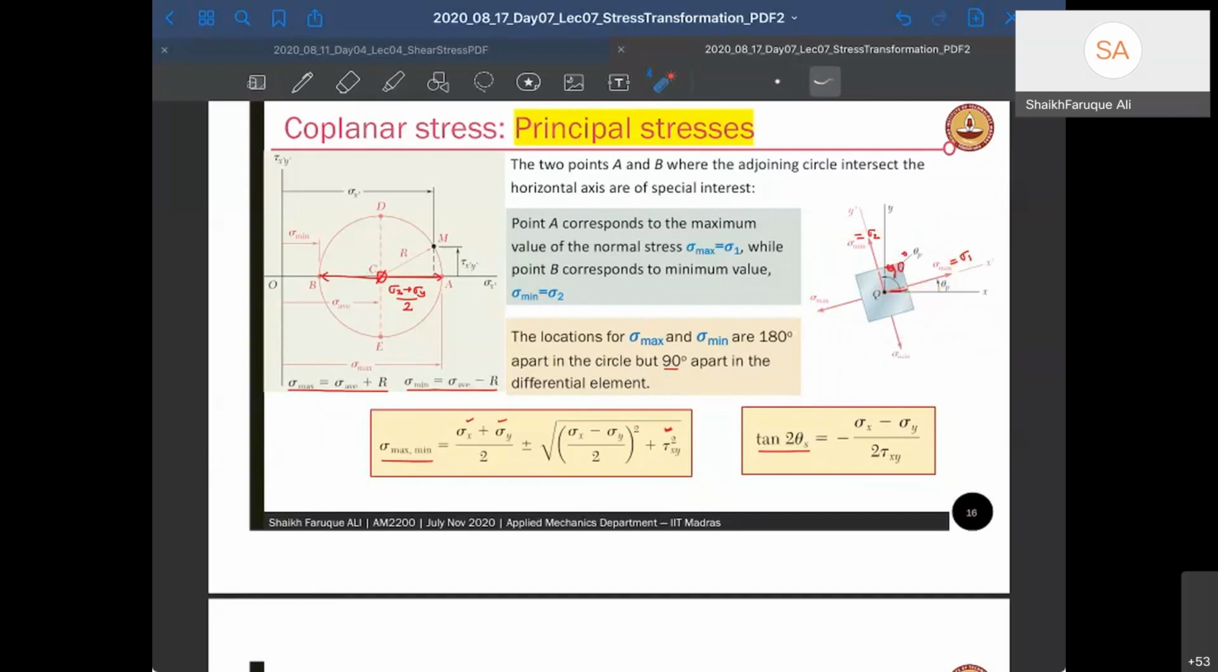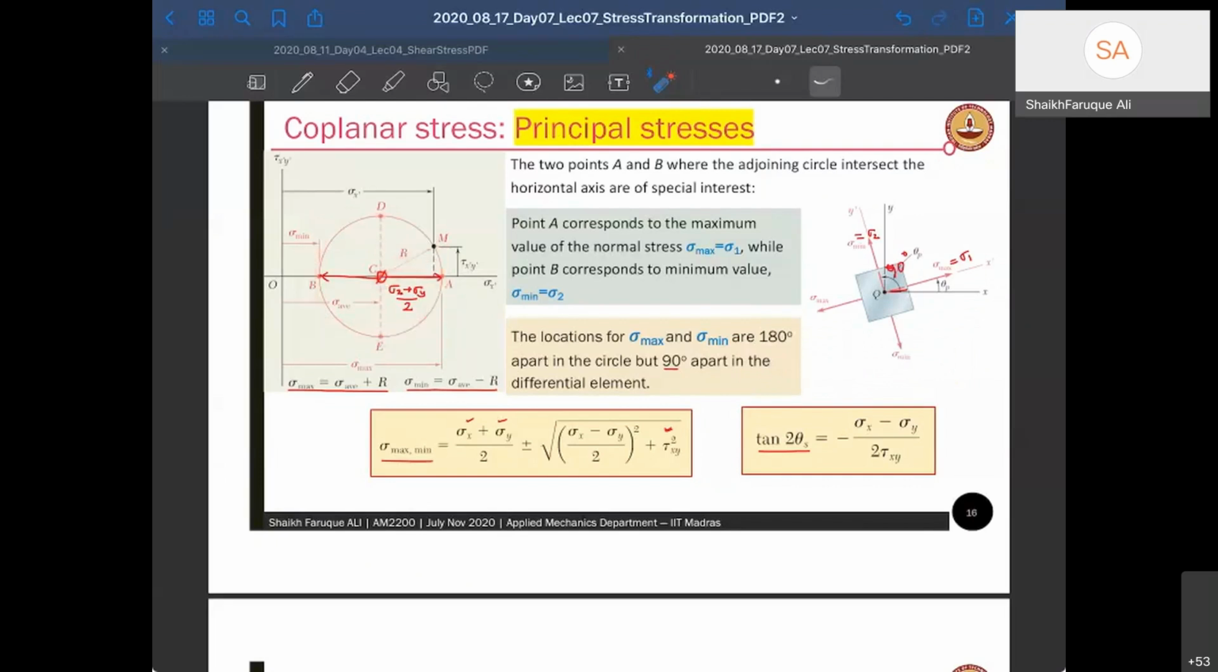So from that sigma x and sigma y, you can find (sigma x plus sigma y) by 2, and that point will be your center point. And also you can find the radius, right, by the square root of ((sigma x minus sigma y) by 2) whole squared plus tau xy whole squared. That will give you R, the radius. So once I know the center and the radius, from those values I will draw this circle.